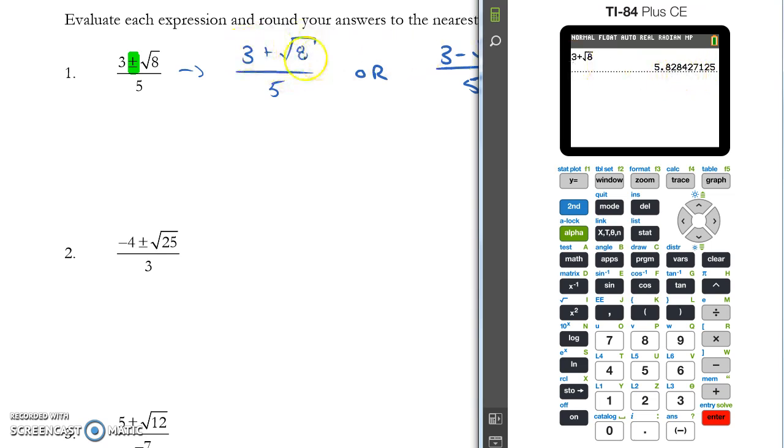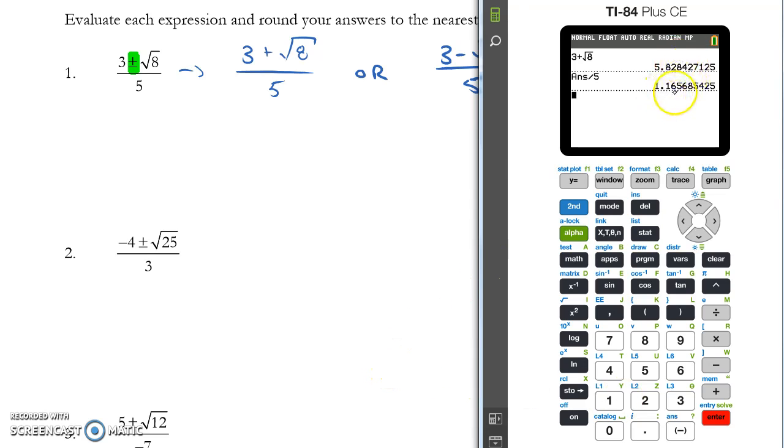Now that I have an answer for the numerator, I'm going to divide by 5. Just press divide by 5. Don't type the number in again. You want it to say ANS, which means answer. Take your previous answer, divide by 5, and hit enter.